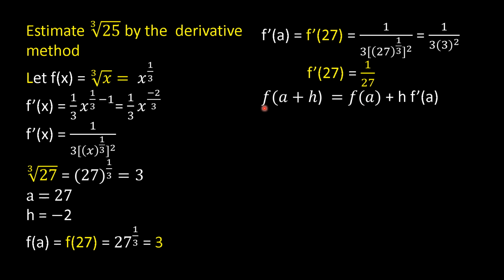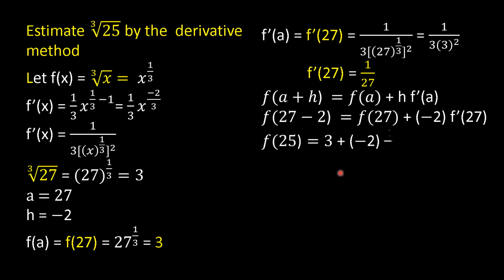Now we have the estimation formula f of a plus h equals f(a) plus h f dash a. That will be f of 27 minus 2 equals f of 27 plus minus 2 multiplied by f dash 27. It will be f of 25 equals 3 plus minus 2 multiplied by 1 divided by 27.